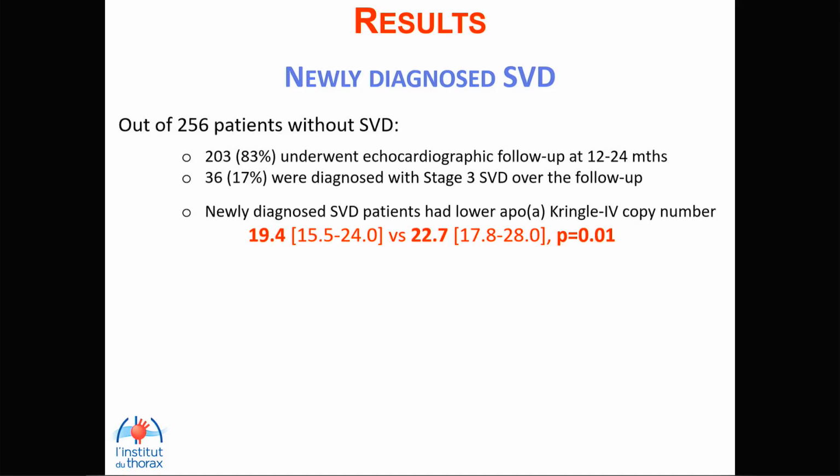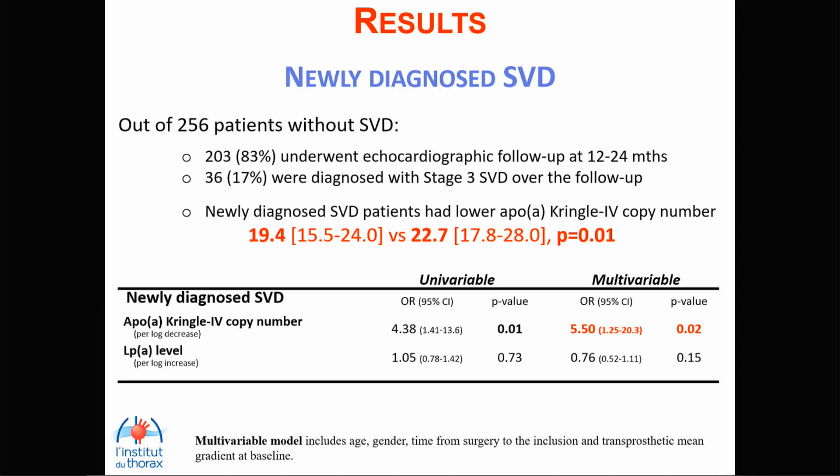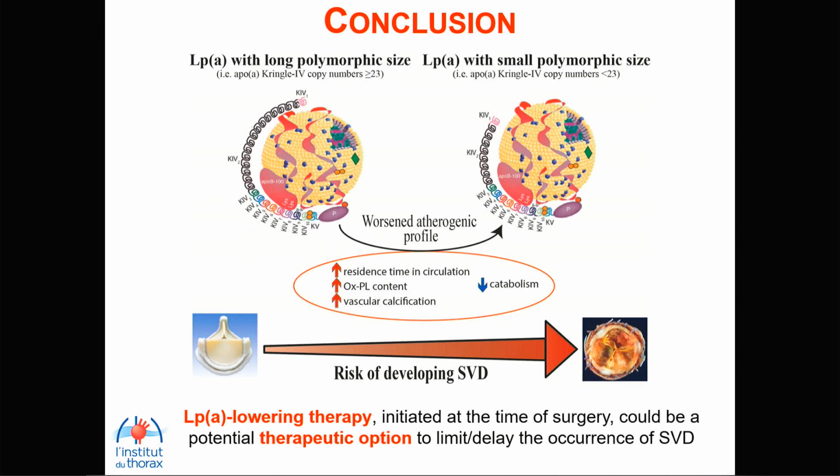Interestingly, the newly diagnosed SVD patient had a lower ApoA Kringle 4 copy number, and the small ApoA Kringle copy number has been validated after multivariate adjustment. So to conclude, the study showed that LPA with small polymorphism size are associated with an increased risk of developing SVD or progression of SVD.